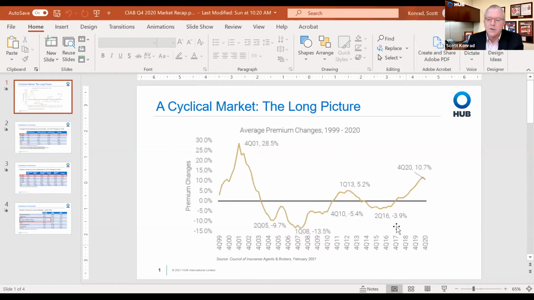I have some stuff here, Ted, if you want me to. I'm trying to be sensitive to time, but I do have some data that just came out over the weekend from the Council of Insurance Agents and Brokers. If I can share my screen, I'll put it up here. Yes, please do. Let me give this a shot, and I just want to make it a little bigger for everybody to see.